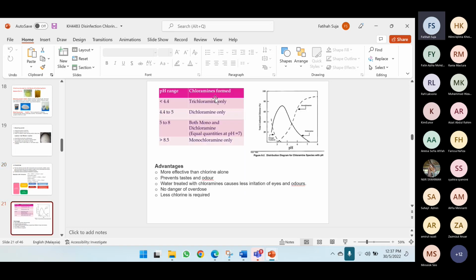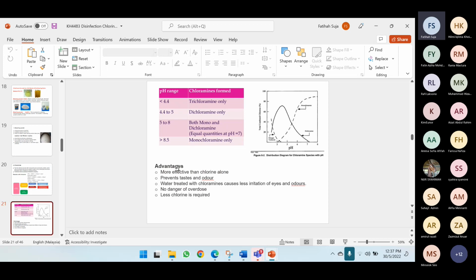So you can see that depending on the pH range, the types of chloramine that will be formed differ. This is the distribution diagram for chloramine species with pH, and it is explained in the table here. If the pH is less than 4.4, you will get the trichloramine only. If 4.4 to 5, you will get dichloramine only. If 5 to 8, both mono and dichloramine. If greater than 8.5, you will get only monochloramine.